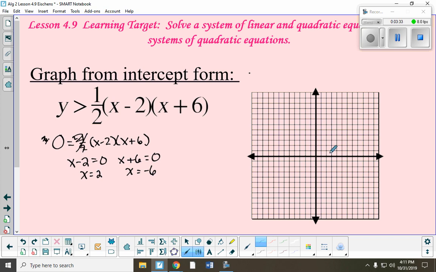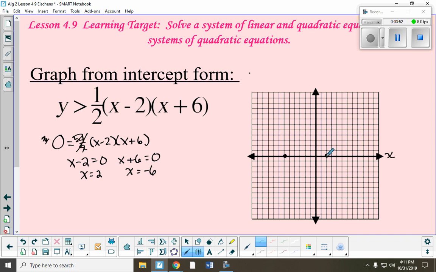So then you plot, this is the x-axis, you plot those intercepts, 2 and negative 6, right here. So these are the x-intercepts. Now it's quadratic. Oops, I got an extra line there. Let me get rid of that. It's quadratic, so these are your x-intercepts.